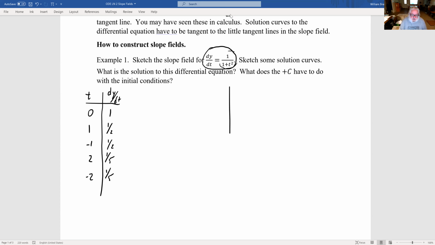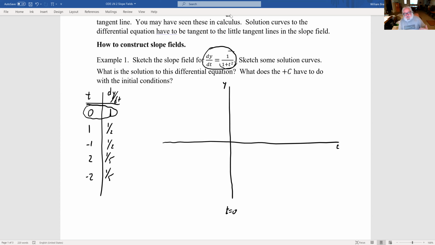So what does that tell us about slopes? Well, this vertical line, this is my y-axis, this is my t-axis. This vertical line is t equals 0. And all along the vertical line t equals 0, I want dy/dt to be 1. So whatever my solution curve is, it's got to go through the y-axis with a slope of 1. And so a slope of 1 is about 45 degrees. And so I can just draw in a bunch of little line segments of slope 1.